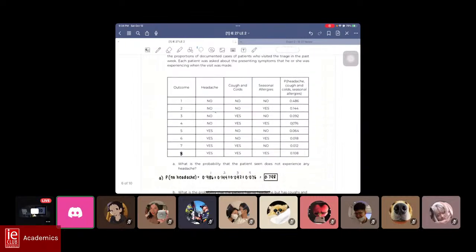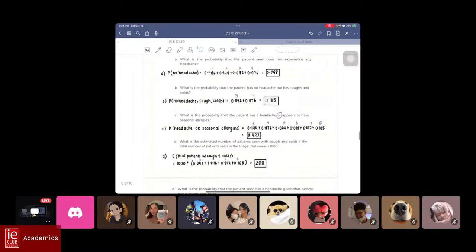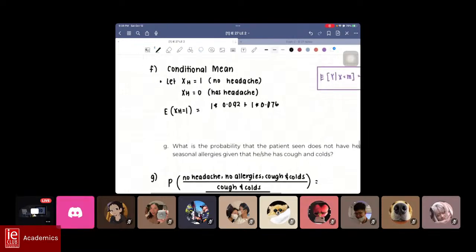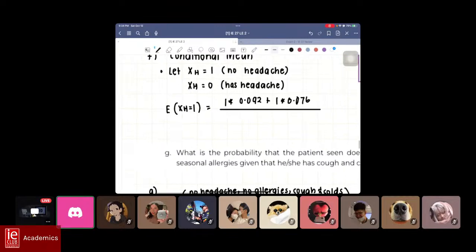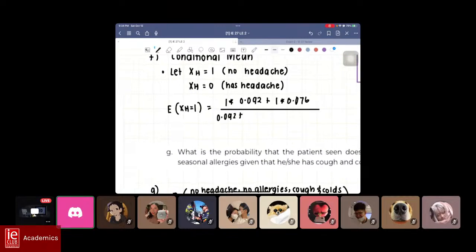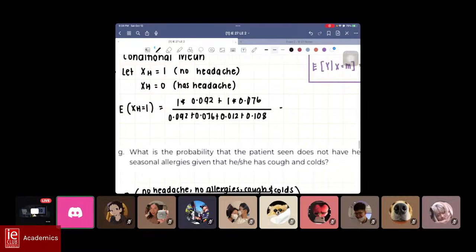No headache, but there's cough and colds. And then over the total probability of cough and colds being present, so that's 0.092 plus 0.076 plus 0.012 plus 0.108. So that would be equal to 0.5833.